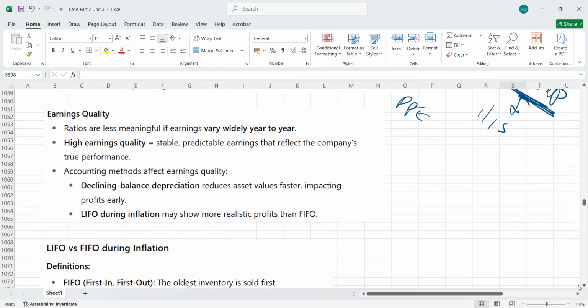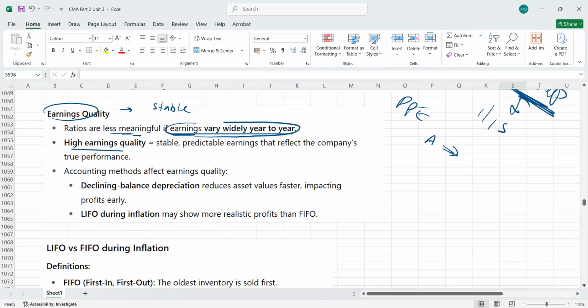Then there is another point, earning quality. Please remember, guys, earning quality means what? Okay. Ratios are less meaningful if earnings vary widely year to year. Earning quality means if earning is stable. For example, there is a company who is having a stable or predictable earning. Okay, if earning is stable, we say it's a high quality earning. Okay, but if earnings are volatile, it's changing year to year, so then we say it has low earning quality. So ratios are less meaningful if earnings, means the profits, vary widely year to year, then ratios will be volatile, right? Ratios will also fluctuate. This is what I'm trying to say. So earning quality will also affect.